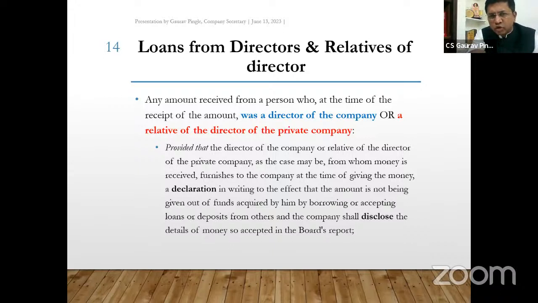First, the declaration should be taken from him or her that the amount is not from borrowed funds. And secondly, there should be a disclosure in the board's report and obviously in the financial statement. If these two conditions are met, it can also mean the loan is taken today and he has resigned tomorrow, but it is still reflected in the books of accounts as an exempted deposit. And there are one or two case laws which say that such a loan need not be repaid, such a loan does not amount to deposit, and continues to be an exempted deposit because the compliance was done at the point of time when the amount was received. So this is basically all about the loans from directors and relatives of a director.